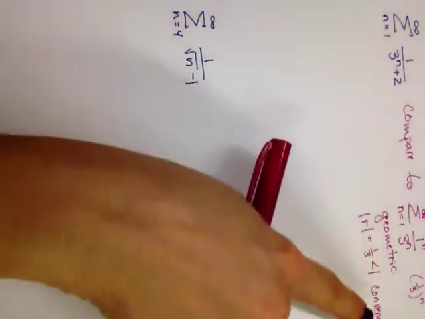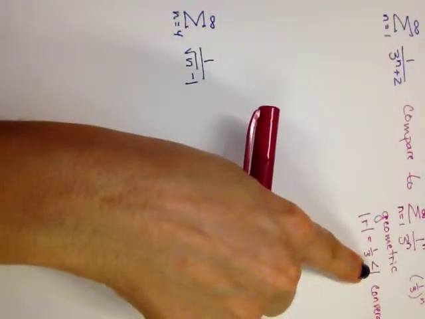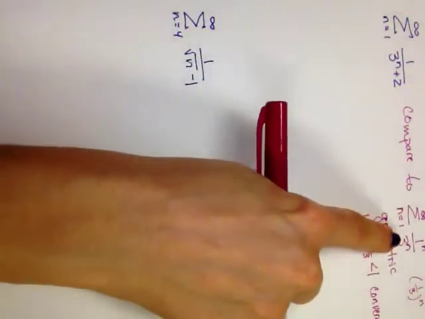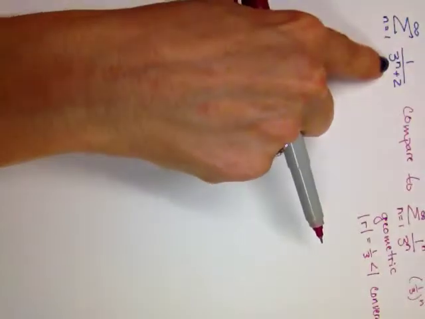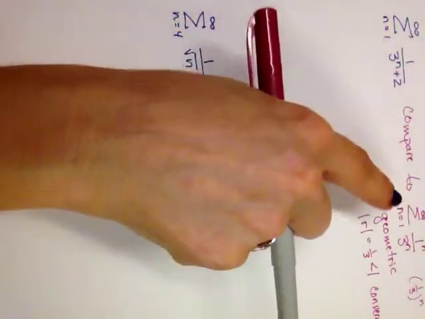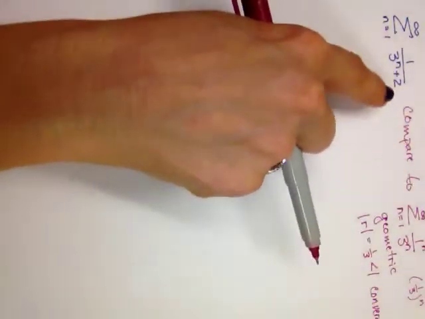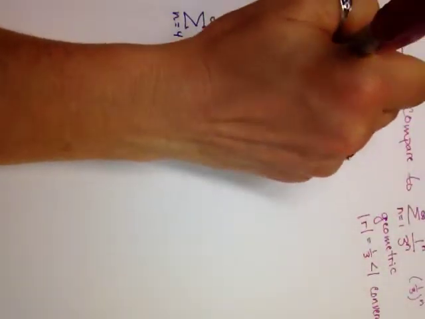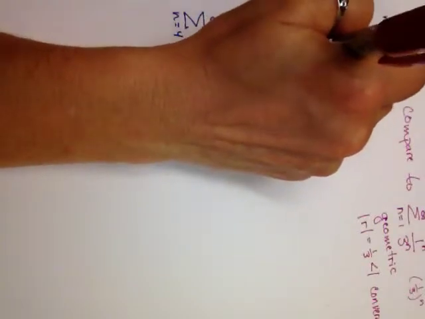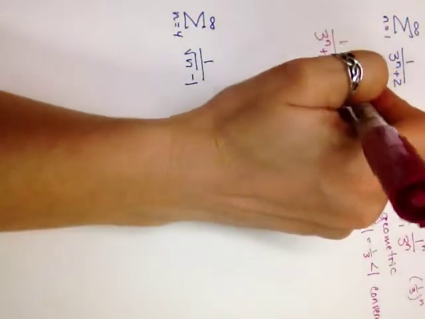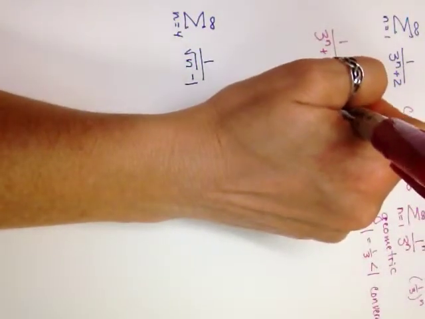So this one converges. My direct comparison test says that if this one is less than this one, then this one will also converge. If this is greater than that, the test fails. It doesn't say it diverges, it just says that you can't do a direct comparison. So I'm going to write the inequality. I want to know is 1 over 3 to the n plus 2, is it less than the one I'm comparing it to, a 1 over 3 to the n?